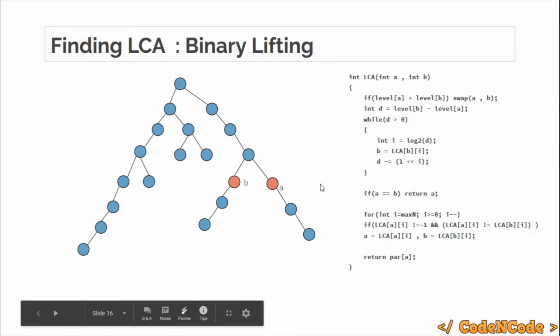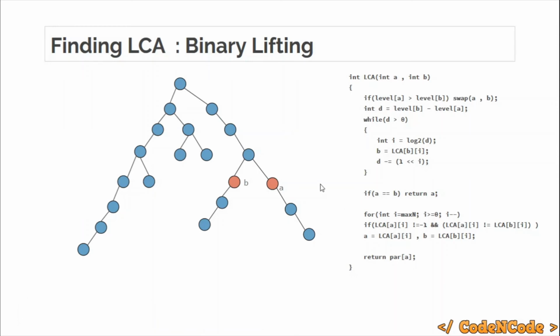So this was how you calculate LCA using binary lifting, which runs in log n time. And for pre-processing, the complexity is n log n. Space complexity is n log n, and pre-processing time is n log n, because we have to construct the sparse table before we can actually calculate LCA. And now in each query, LCA can be calculated in log n time.